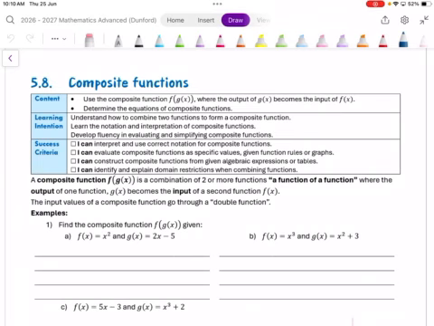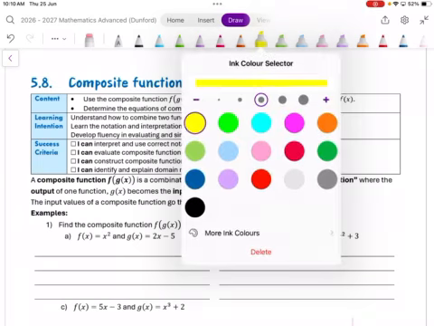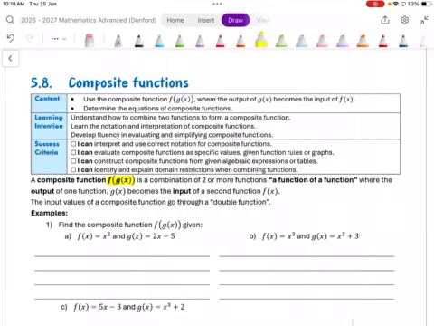What we're doing today is looking at composite functions. A composite function is written as f(g(x)), and we say that as f of g of x. It's a combination of two or more functions, also known as a function of a function, where the output of one function, g of x, becomes the input of the second function. So the input values of a composite function go through a double function.